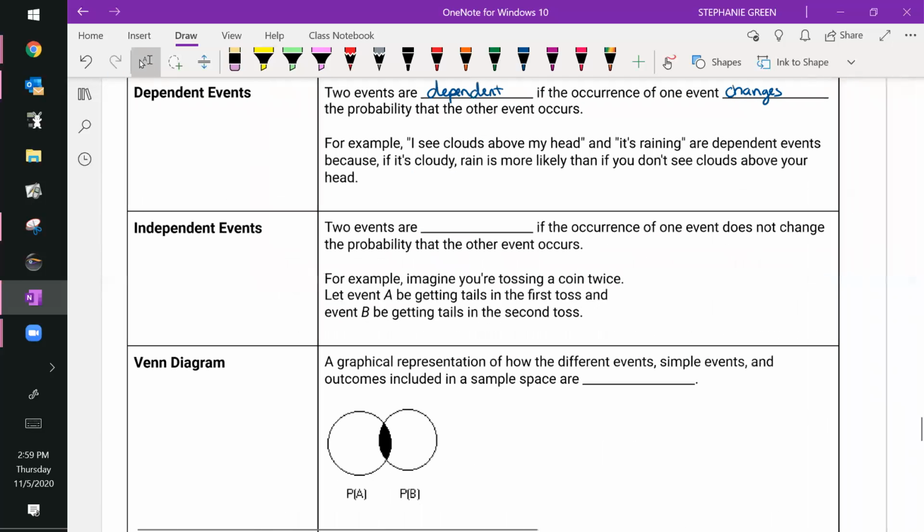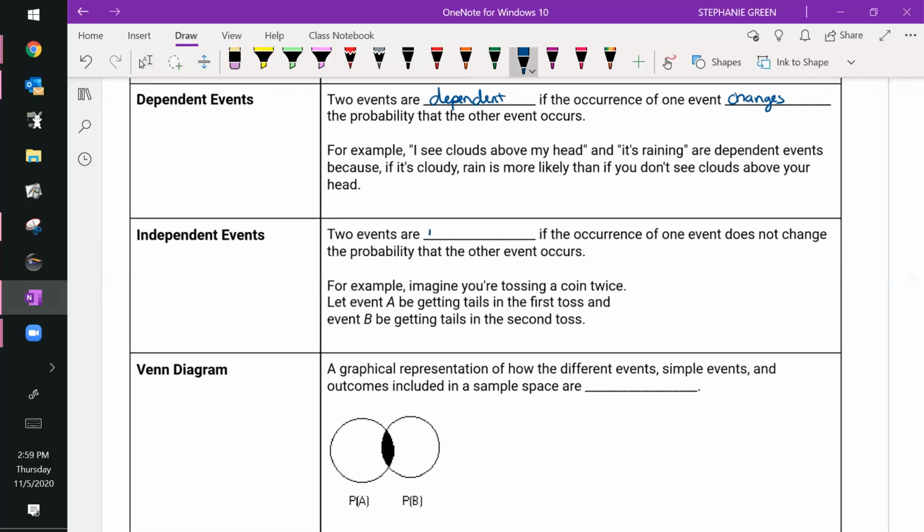With 2 independent events, that means the fact that one event has occurred does not change the probability that the other event occurs. So for example, imagine you're tossing a coin twice. Tossing a coin one time and I get heads, it's not going to affect what I get when I toss it the second time. And they say here also, let event A be getting tails in the first toss and B be getting tails in the second toss.